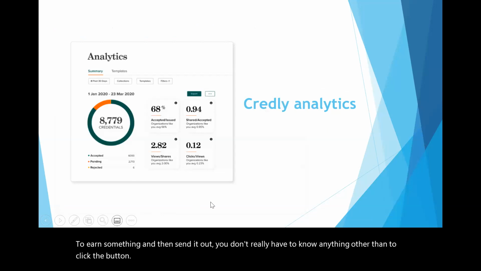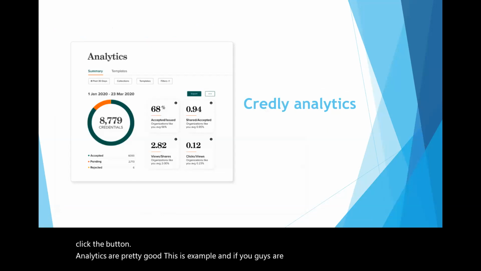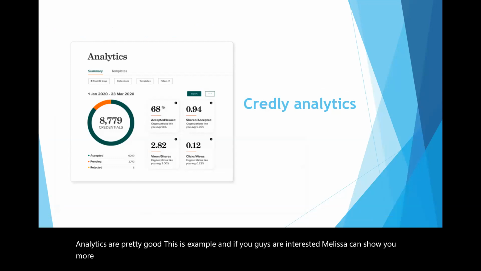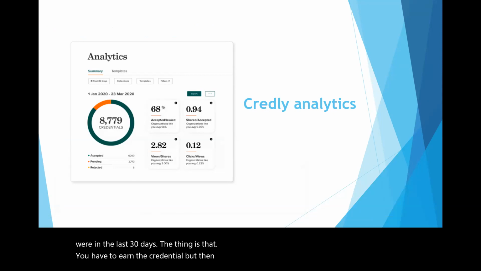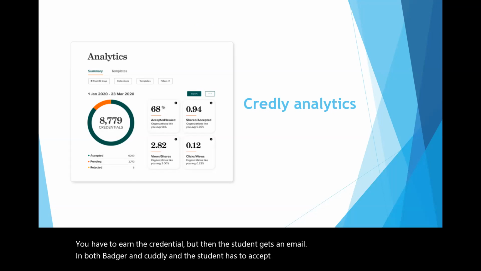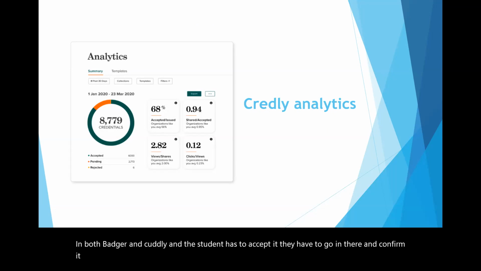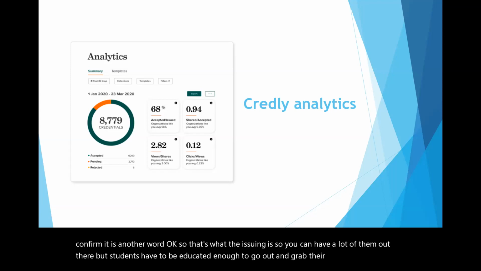Analytics are pretty good. This is an example, and if you guys are interested, Melissa can show you more. This shows from January 2020 through March 2020, how many credentials and how many were in the last 30 days. The thing is that you have to earn the credential, but then the student gets an email in both Badgr and Credly, and the student has to accept it. You have to go in there and actually confirm it, is another word, okay? So that's what the issuing is. So you can have a lot of them out there, but students have to be educated enough to go out and grab their badge, accept it, okay?